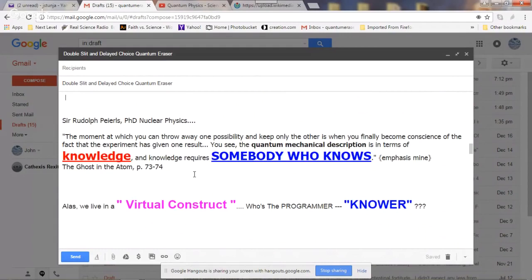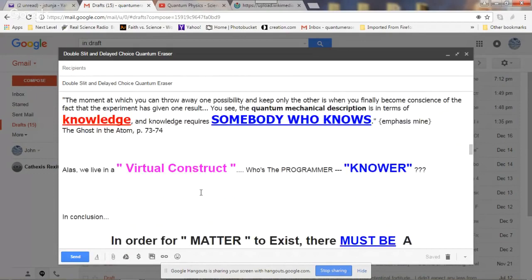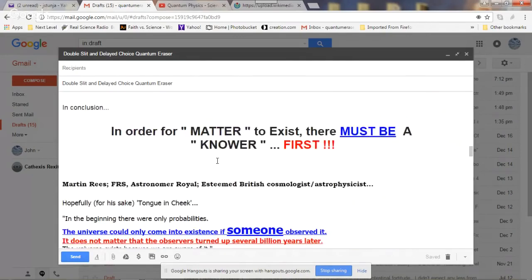So Rhodopiros, the moment at which we can throw away one possibility and keep on with the other is when you finally become conscious of the fact that the experiment has given one result. You see, the quantum mechanical description is in terms of knowledge, and knowledge requires somebody who knows. He is all over this. So we live in a virtual construct. Who's the programmer or the knower? Gotta have one. In conclusion, in order for matter to exist, there must be a knower first.